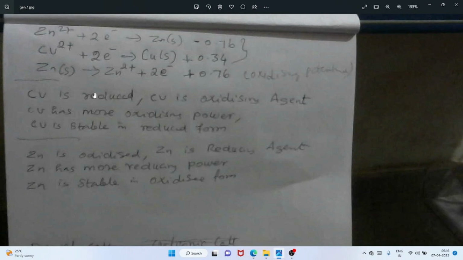Okay. So in this equation, you can say copper is getting reduced because it is adding electrons, and copper is the oxidizing agent, that is, it is oxidizing the zinc. Copper has more oxidizing power, and is stable in the reduced form. Similarly, zinc is getting oxidized and is a reducing agent for the copper. It has more reducing power, and is stable in the oxidized form.